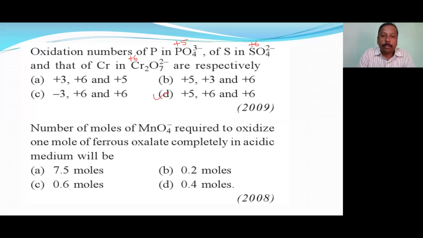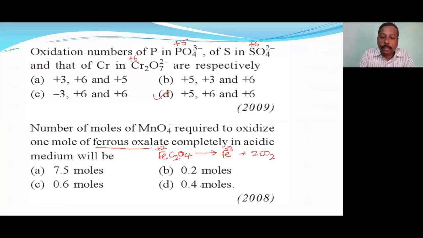Okay, and MnO4 required to oxidize 1 mole of ferrous oxalate. So ferrous means Fe+2. Oxalate means C2O4. Okay. So listen very carefully. This type of question they are asking more frequently, but it is somewhat complicated. So this iron will be changing from +2 to +3. Okay. And C2O4 will be changing from C2 to CO2.